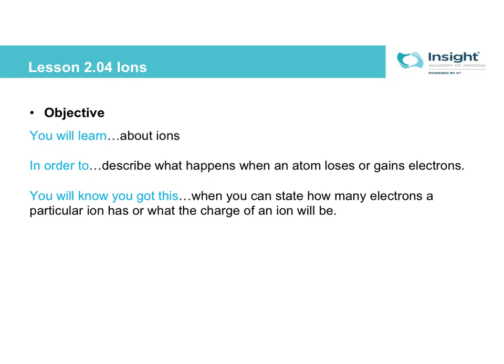Okay, now we're going to get into some of the deviations from what we were talking about in the last lesson. So starting with ions. Ions occur when you lose or gain electrons. So we'll talk about what that means. And you'll know you've got this when you can tell me how many electrons a particular ion has, or based on knowing how many electrons something has, you'll be able to tell me the charge.